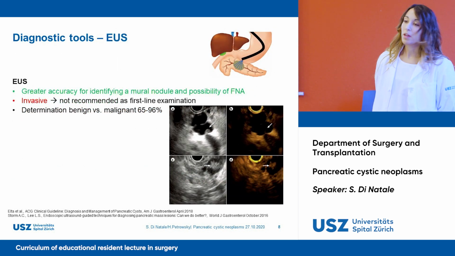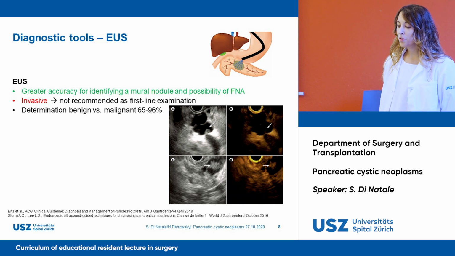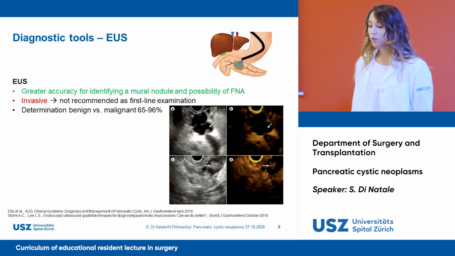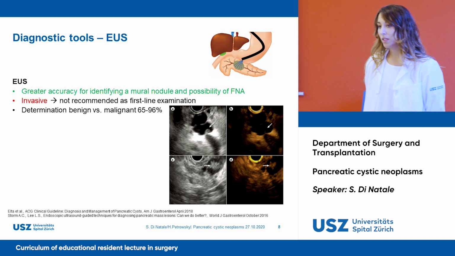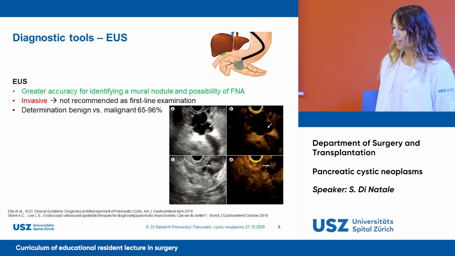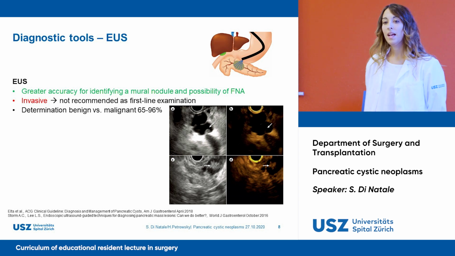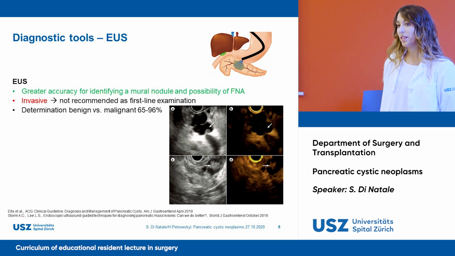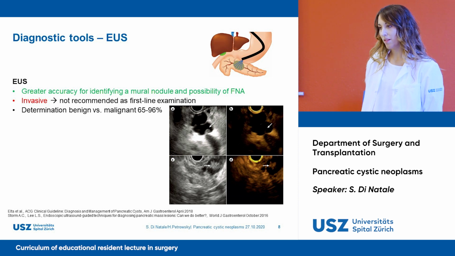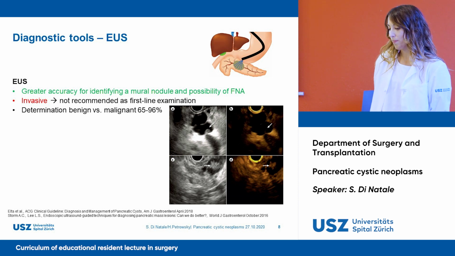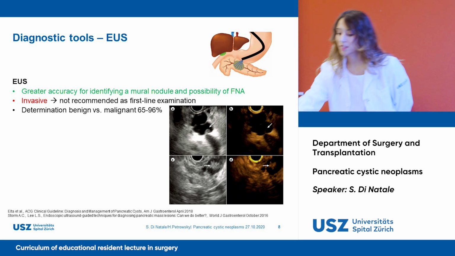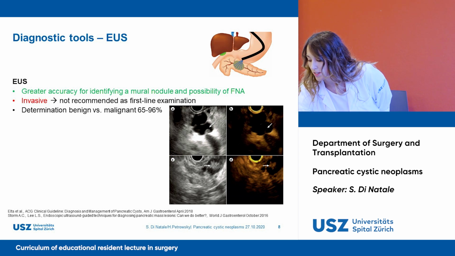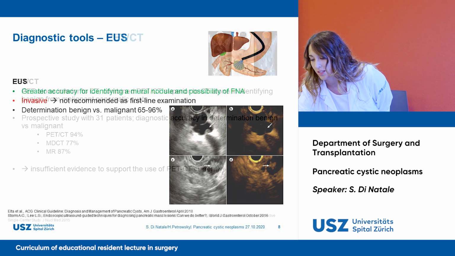Looking at the endoscopic ultrasonography, a greater accuracy for identifying a mural node was found. The main advantage of the endoscopic ultrasonography is the possibility to perform a fine needle aspiration. As endoscopic ultrasonography is invasive, it is not recommended as a first-line examination. The accuracy in determining benign from malignant pancreatic cysts was found to be between 65 and 96%.